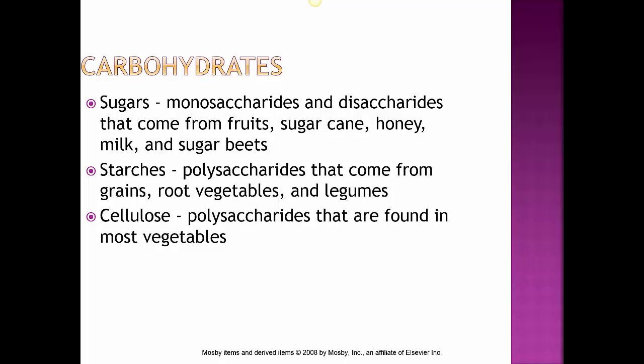Starches are more complex. They're polysaccharides, and they usually come from grain sources such as wheat, corn, and oats, root vegetables like potatoes and carrots, and legumes, so things like beans, green beans, lima beans, peas, and black-eyed peas. All types of foods like that have polysaccharides in them that are starches.